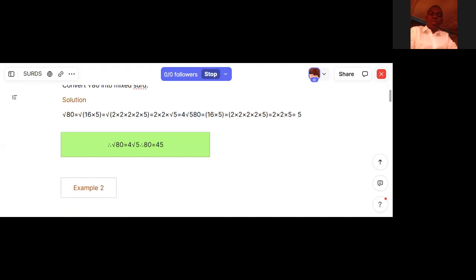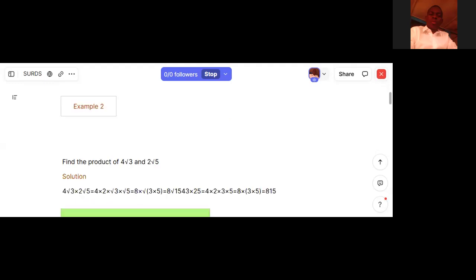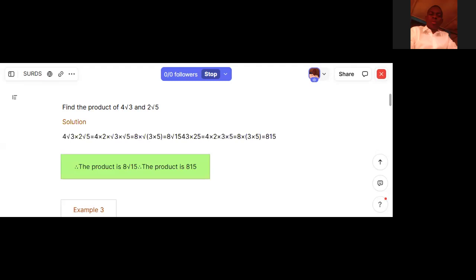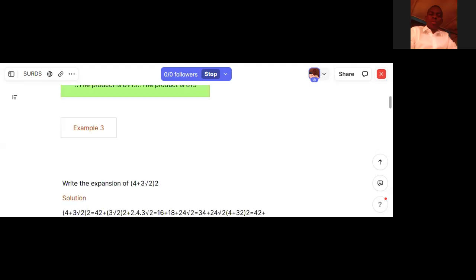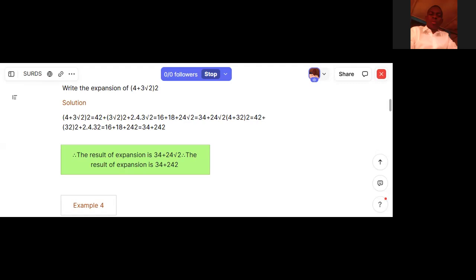Expressing root 80 as a mixed surd, you have 4 root 5. We also have: find the product of 4 root 3 and 2 root 5. You are simply multiplying 4 root 3 and 2 root 5 to give you 8 root 15. You see more examples on your screen. Kindly take notes and attempt them on your own.